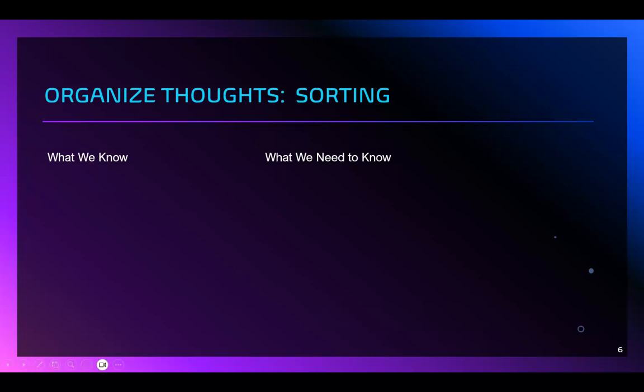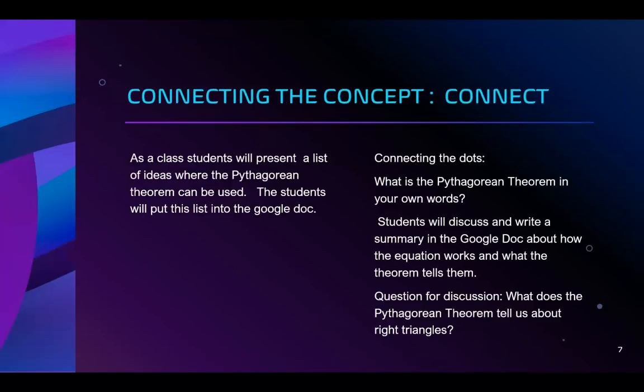So next is sort. Here, students in the Google Doc are going to organize their thoughts by asking two questions. What do we know? And then what do we need to know before solving with the Pythagorean theorem? The next slide says connect. So you're connecting the concept.